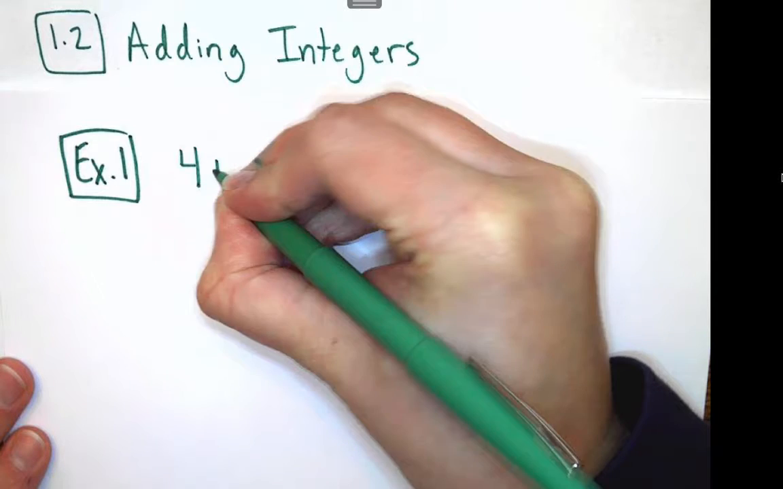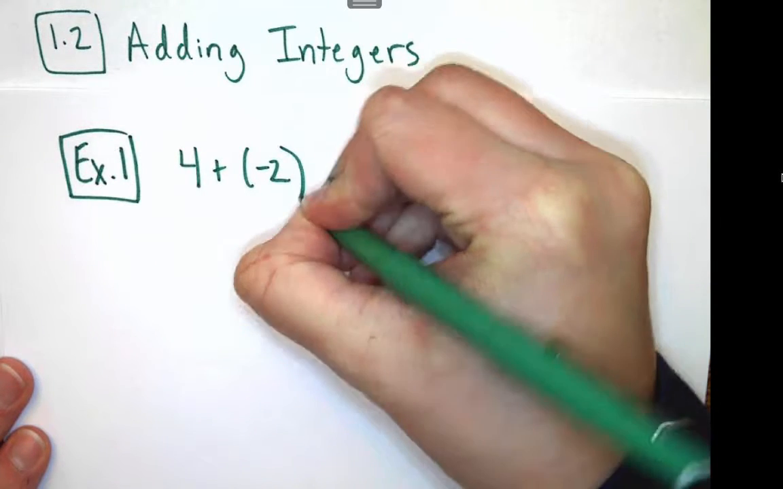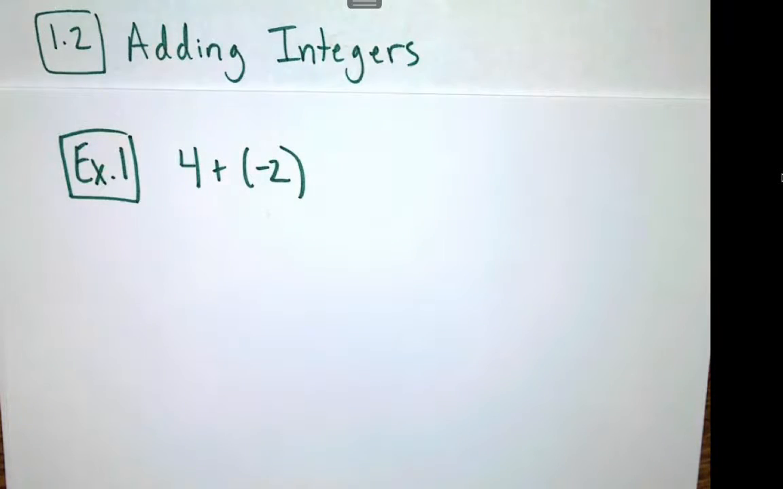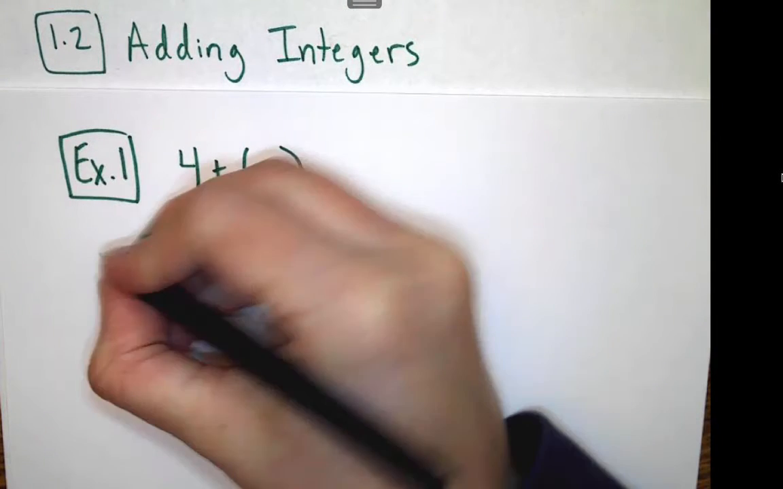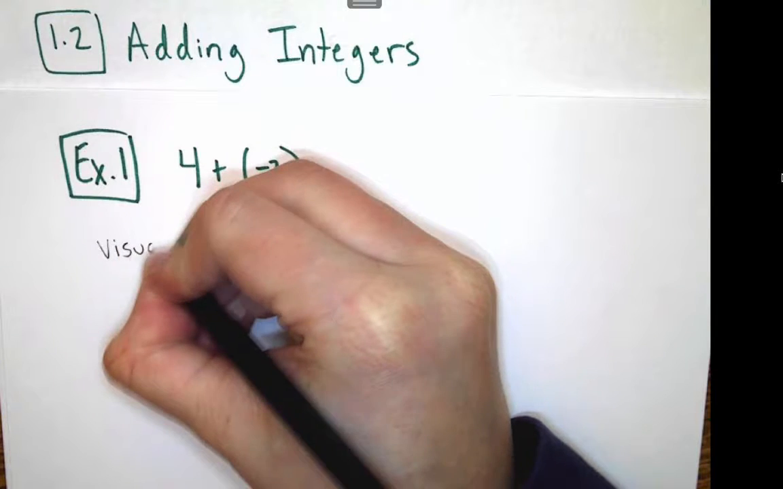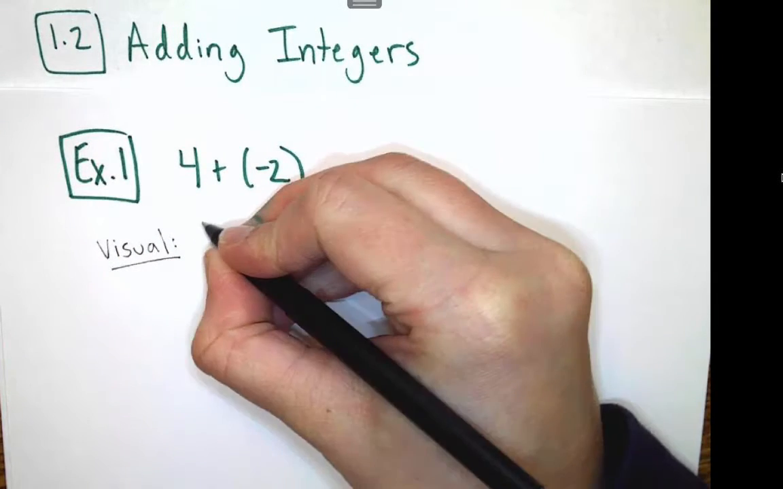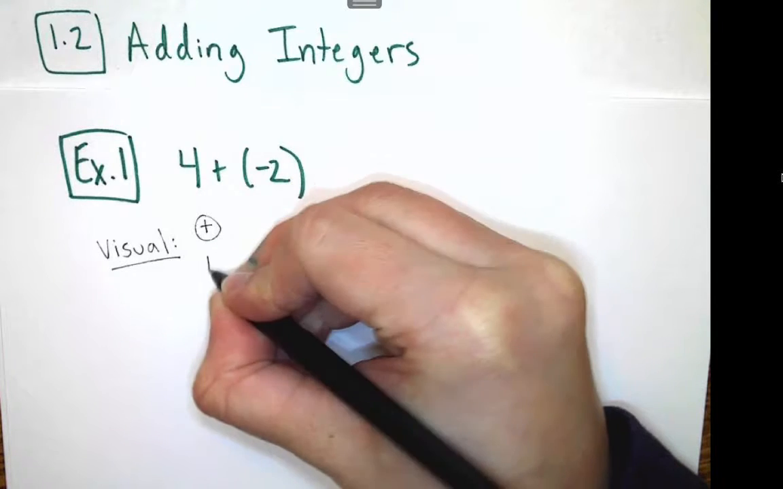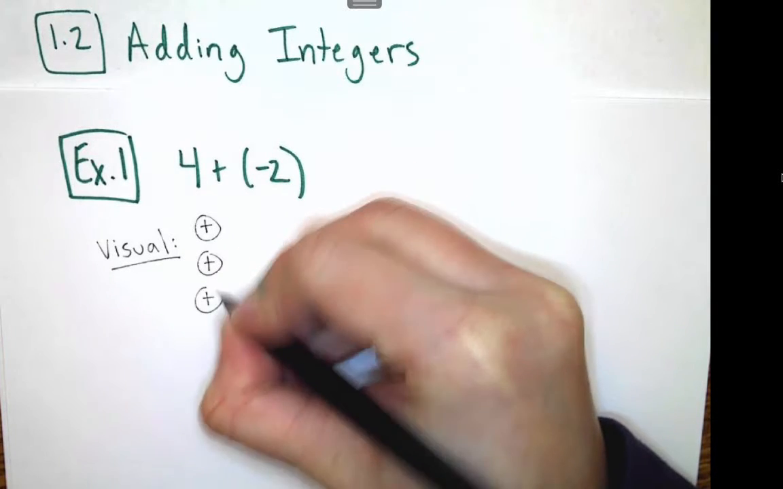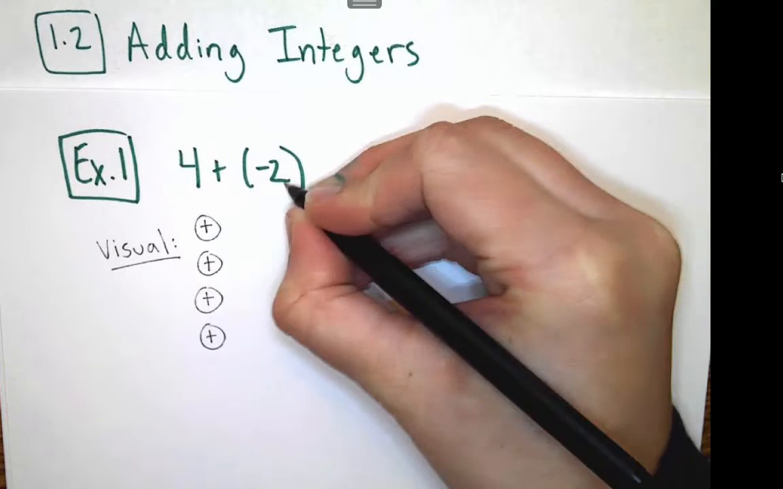4 plus negative 2. And the way we've been tackling these problems is by showing a visual, some sort of picture. So here's my visual, my way of seeing this problem. I have 4 plus negative 2. That means I have 4 positives: 1, 2, 3, 4. And I also have negative 2.